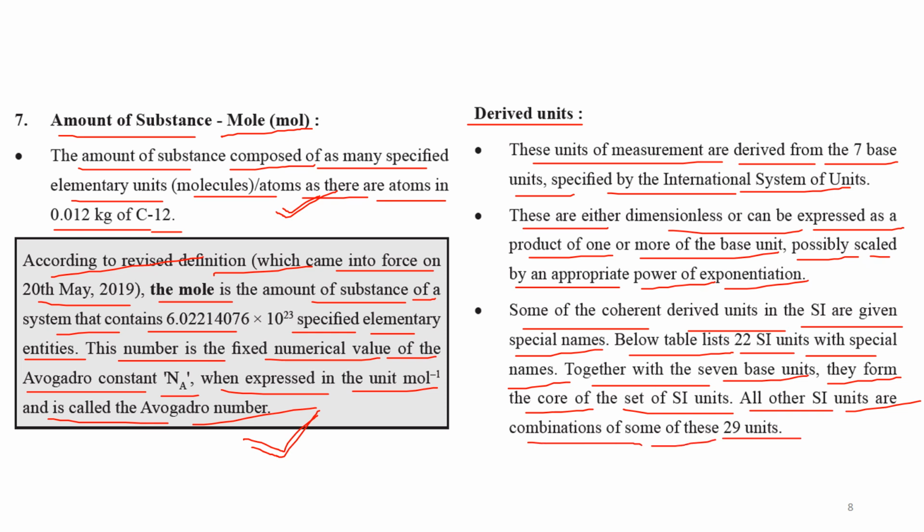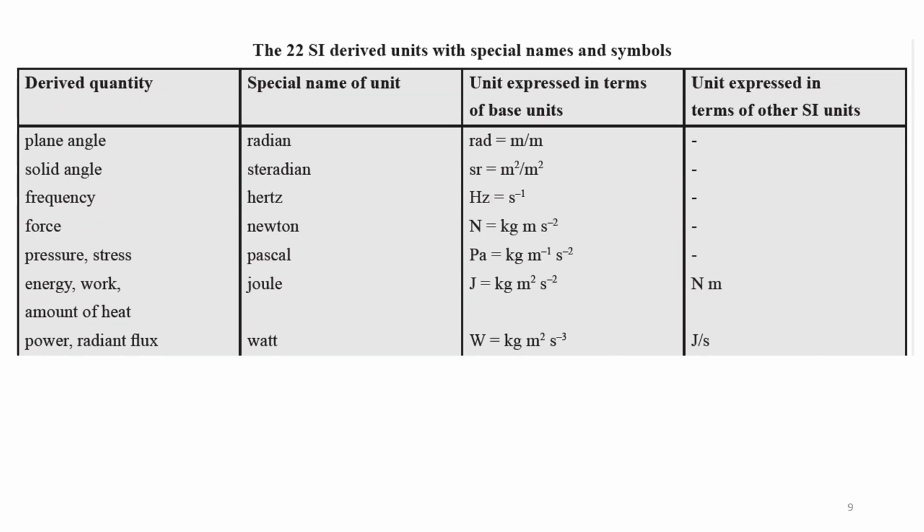ठीक है, अब हम लोग एक टेबल देखने वाले जिसमें अलग अलग यूनिट्स दिए हुए हैं, जो दोज आर एक्चुअली द कॉम्बिनेशन ऑफ दिस 7 यूनिट्स. ओके, सो see. Okay, so you can see here the table, the 22 SI derived units with special names and symbols. Okay, so here you can see derived quantities, special name of units. ठीक है, units expressed in terms of base units. Okay, and units expressed in terms of other units. ठीक है, तो कुछ units होते हैं वो other terms में भी लिखे जाते हैं, that we'll see.